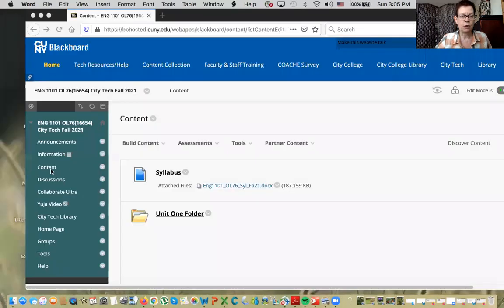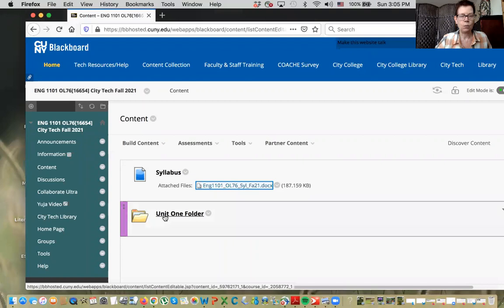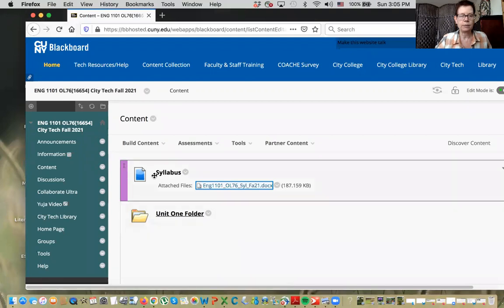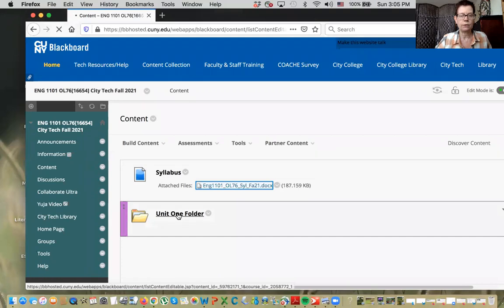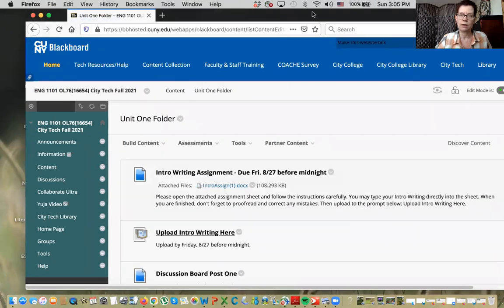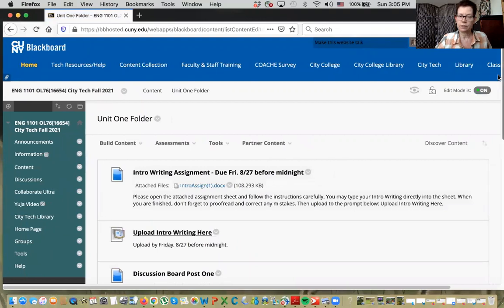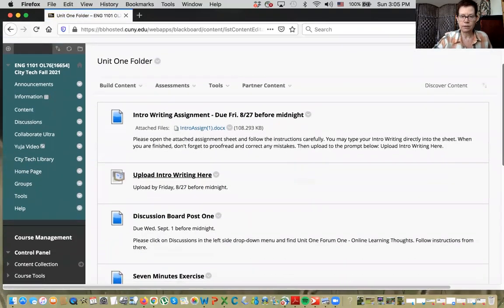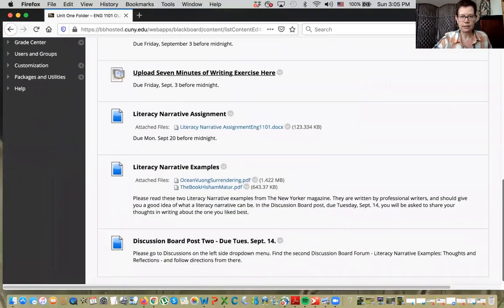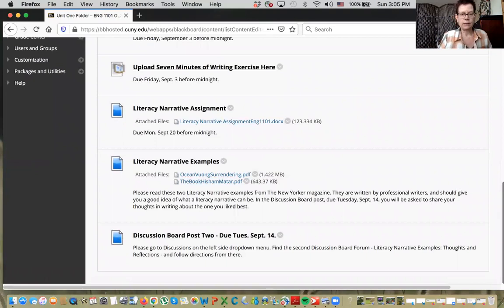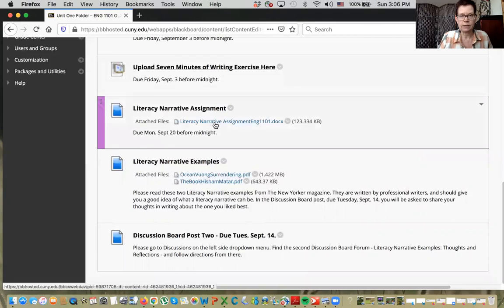So let's go to our class under Unit 1. So notice that right underneath the syllabus, under content, is the Unit 1 folder. That's where everything is so far, because we are still in the first unit. And as I explained, I think in the last class, every unit is organized around a major assignment. Right? So the literacy narrative assignment is this one right here. So note that due date, once again, Monday, the 20th. So let's just click on it.